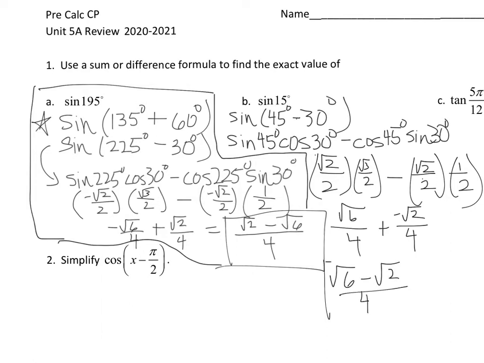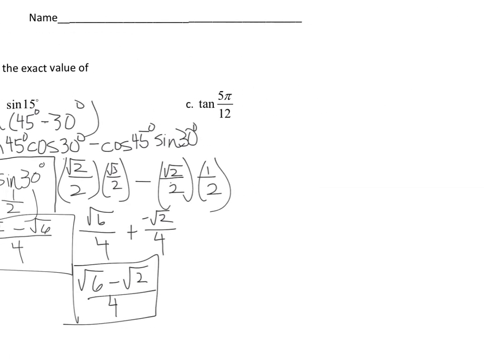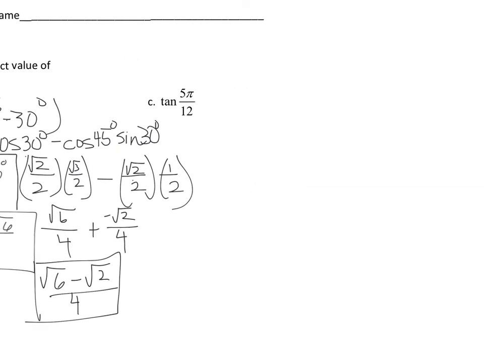And note, whenever we have these sum and difference formulas utilized for sine or cosine, we get this root 6, root 2 over 4 type structure. All right, moving on to tangent 5 pi over 12.